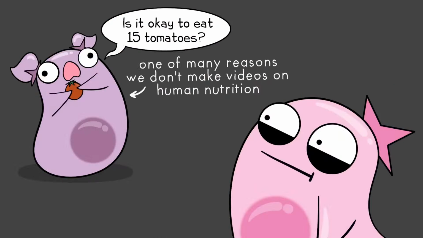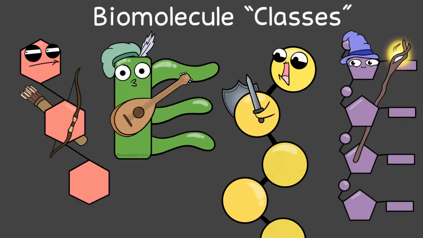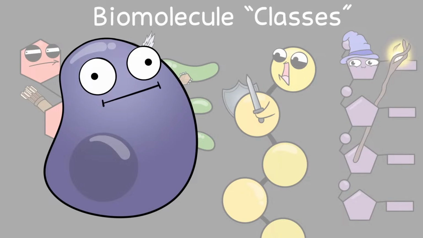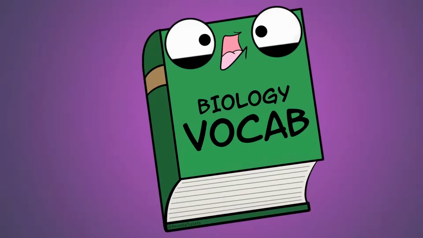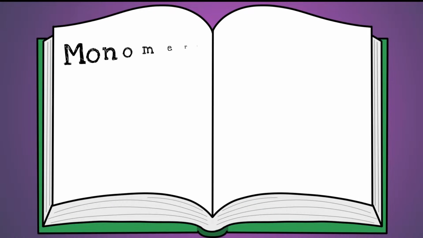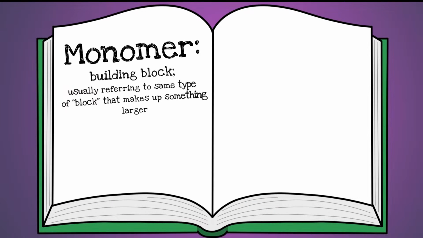And while we'll mention examples of foods that contain different biomolecules in this video, this is not a video on nutrition. This is a video on the classes of biomolecules and their importance to the structure and function of cells, and therefore also to the entire organism, because organisms consist of these cells. Before we get into details about the four biomolecules, we need to talk about one very important vocabulary word, the word monomer. A monomer is a building block.